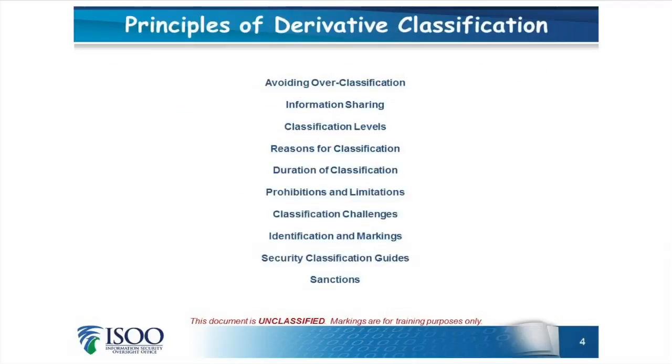www.archives.gov/ISOO. The principles of derivative classification include avoiding overclassification, information sharing, classification levels, reasons for classification, duration of classification, prohibitions and limitations, classification challenges, identification and markings, security classification guides, and sanctions. Each one will be discussed throughout this presentation.